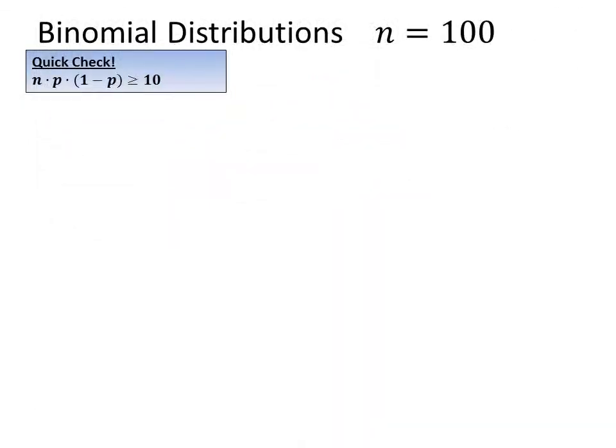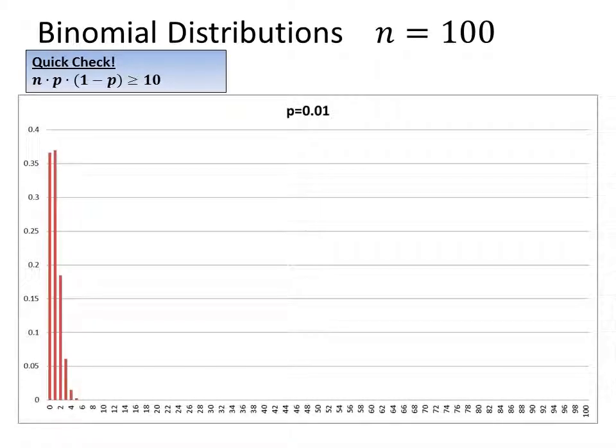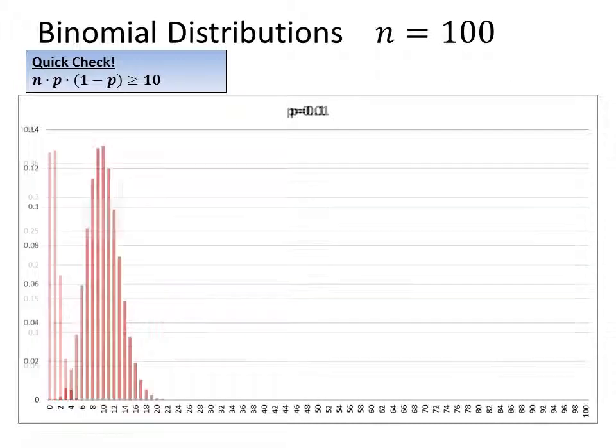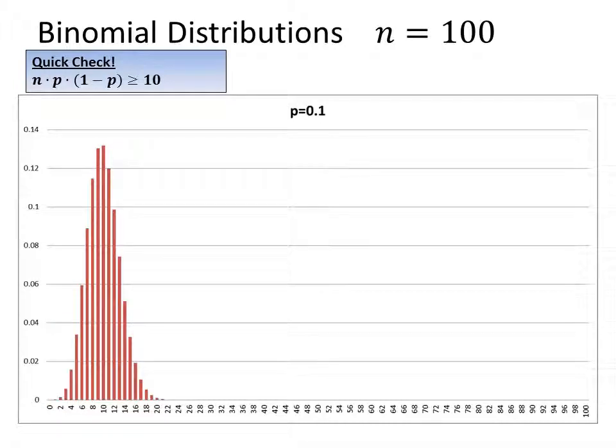Let's see what happens with a sample of size 100. If p is equal to 0.01, once again, it's not even close, and so clearly we should not use the normal distribution here. If p is equal to 0.1, now this is starting to look fairly normal, but it's a little bit skewed. It's not exactly symmetric. And in this case, notice that when we do our multiplication, it's equal to 9, not quite greater than or equal to 10, so maybe using the normal distribution would not be the best idea here.